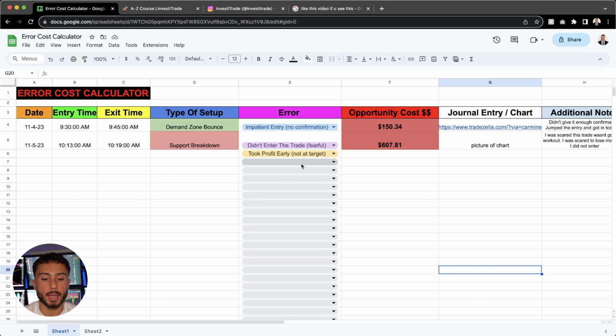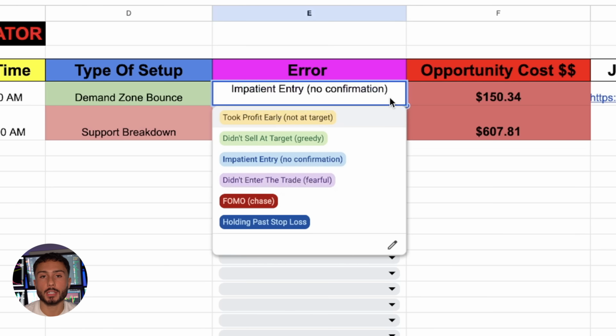Now, most importantly, I have pre-labeled some very common errors in traders, such as taking profits early, not at your target, not selling at your target, getting greedy, having an impatient entry, such as no confirmation, not entering the trade because you were so fearful, having FOMO, getting a late entry and chasing, or even holding past your stop loss. These are all common errors. I am open to you adding new labels depending on the error that you are going with in your trading.